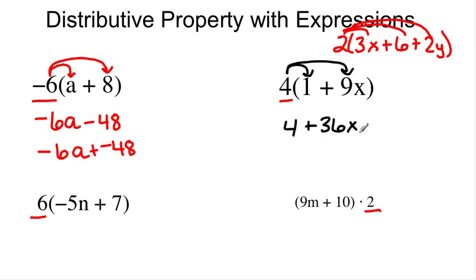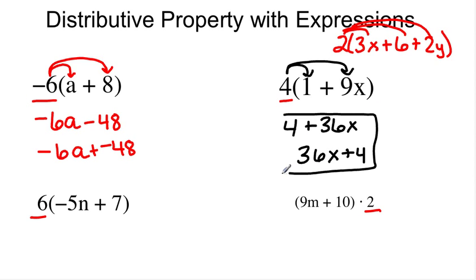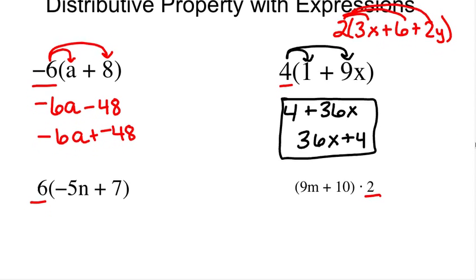I could leave it like this. Mathematically, that's fine. However, most mathematicians like to have the variable first. So since it's a positive 36, I'll write that first, and then it's a positive 4. In my class, either one of these examples would be acceptable. They both mean the same to me.